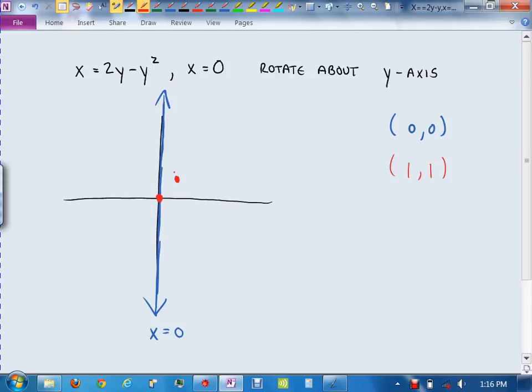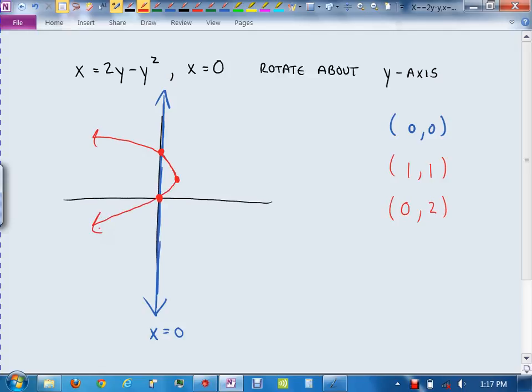How about the next point? How about 2? What happens if you plug in 2? What do you get? 0 again, don't you? Plug in 2 for y, you get 0 for x. So something like that. Or just use your calculator and you get the rest of it, right? Looks like this.